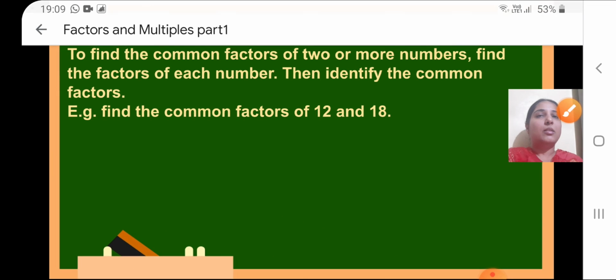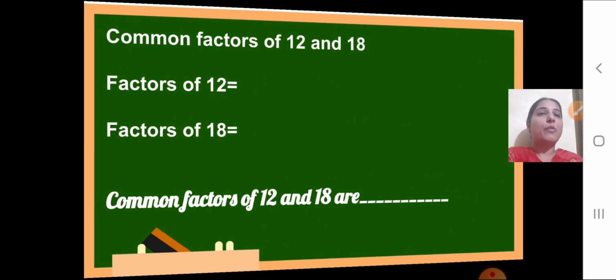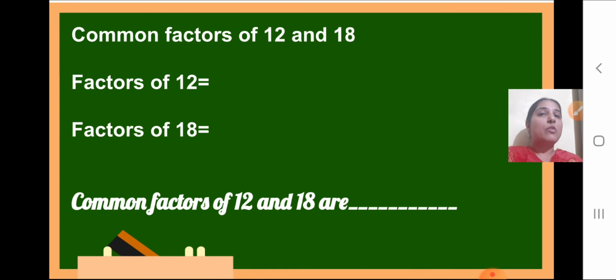Then common factors. Now suppose 2 or more numbers are being given and you have to find their common factors. So to find the common factors of 2 or more numbers, find the factors of each number. First we will write the factors of each number and then identify the common factors. Let's see one example where we have to find the common factors of 12 and 18. So first we will write the factors of 12. So what will be the factors of 12?